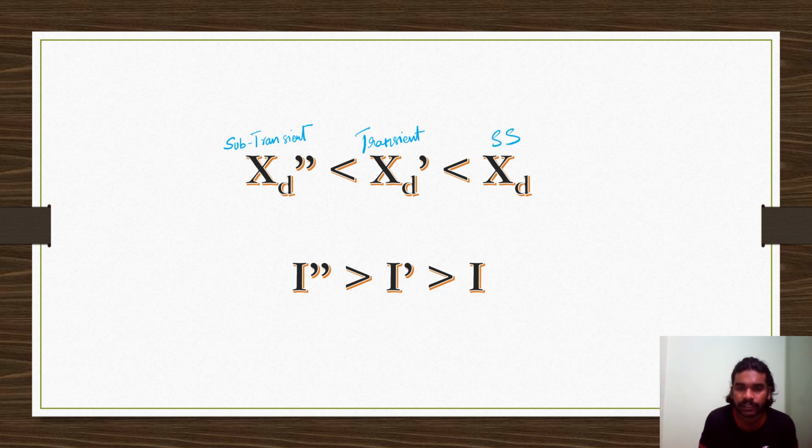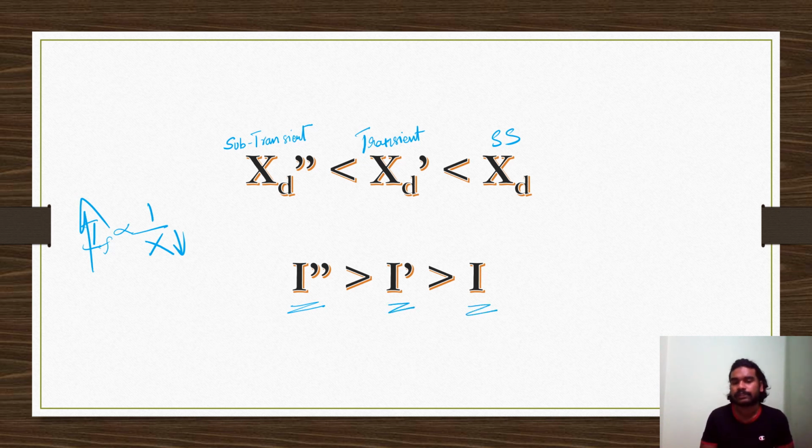This is steady state reactance. Subtransient reactance is always less than transient reactance, and this is always less than the steady state reactance. What happens if the reactance decreases? Fault current is always inversely proportional to the reactance. If reactance decreases, fault current will increase. So current during the subtransient period will be high as compared to transient, and as compared to the steady state.